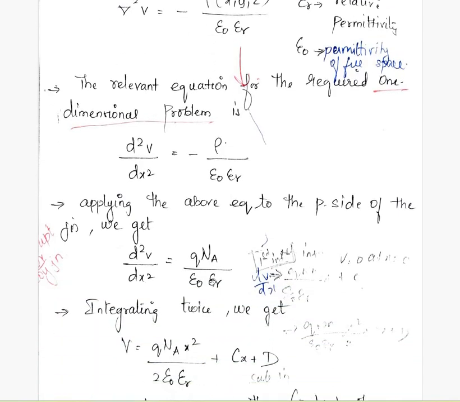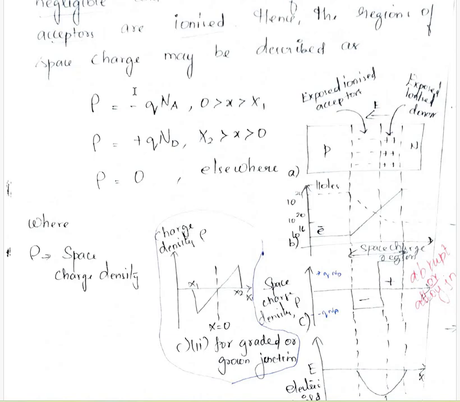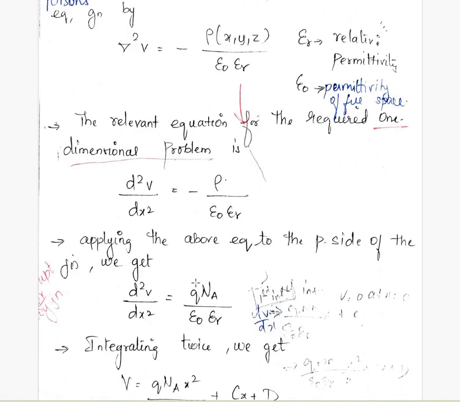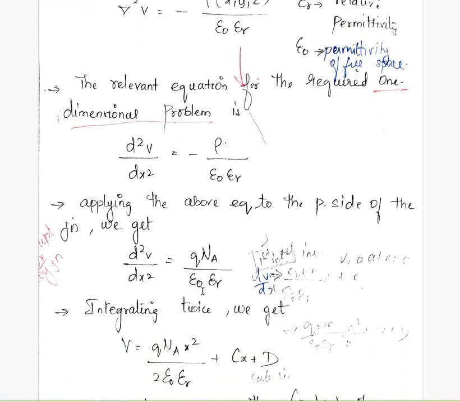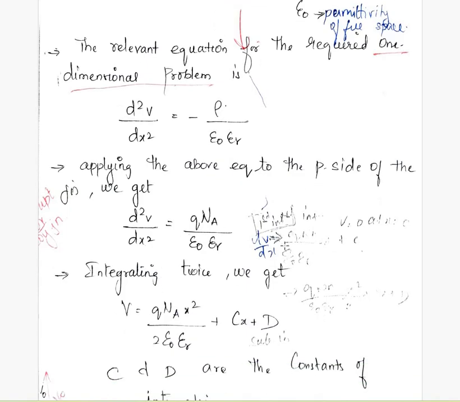Applying the above two equations on the P side of the junction, d square V by dx square equals, in the P side rho equals minus QNA, so that is substituted here. So it is minus minus, which gets positive, QNA by epsilon naught epsilon r. Integrating it twice, on first integration we get dV by dx equal to QNA by epsilon naught epsilon r x plus C, and on the second integration V equals QNA by 2 epsilon naught epsilon r x square plus Cx plus D.